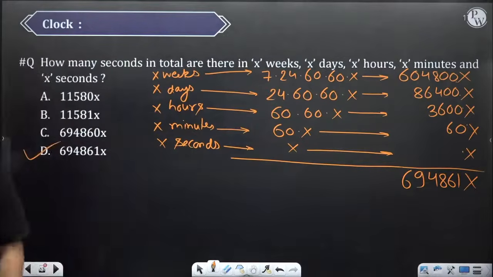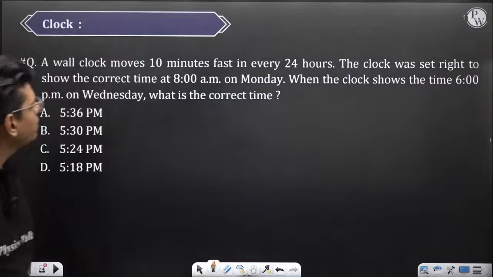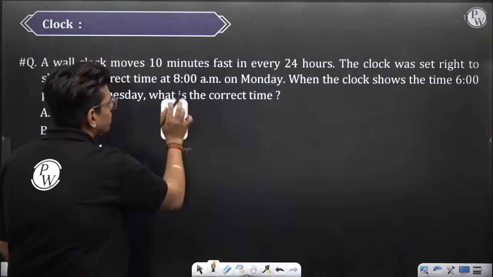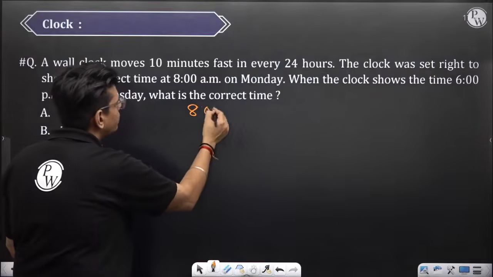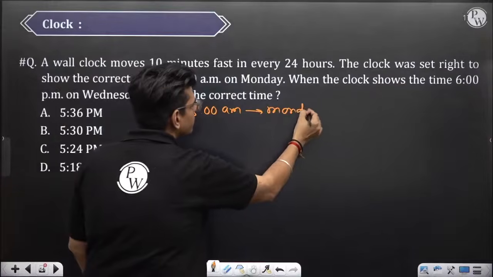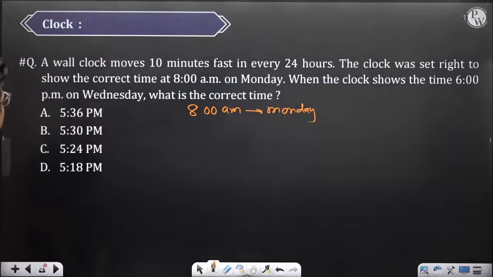Okay. Let's look at another question now. A wall clock moves 10 minutes fast in every 24 hours. The clock was set right to show the correct time at 8 a.m. on Monday. So correct time was 8 a.m. Monday. Okay. Then when the clock shows the time 6 p.m. on Wednesday, what is the correct time?